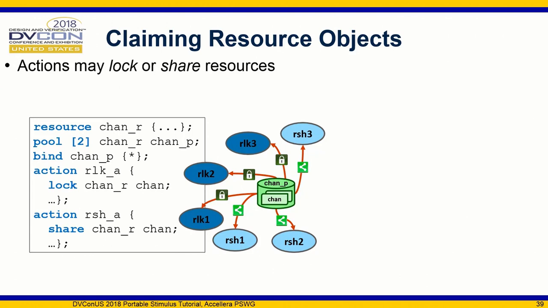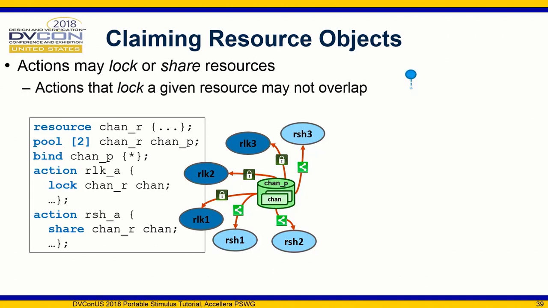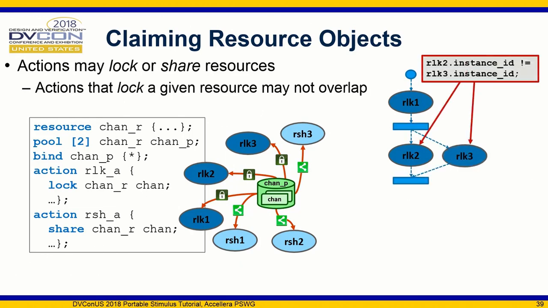Okay, so what does that mean? Well, any 2 actions that lock a given resource cannot overlap. They have to operate sequentially. Okay, that's just the rule. So if I do rlock1 and rlock2, they have to happen sequentially. I can have 2 actions that lock a resource happen concurrently, but they have to be locking different resources.